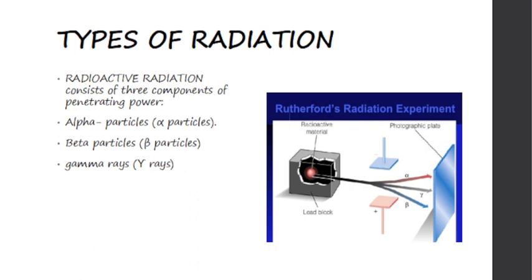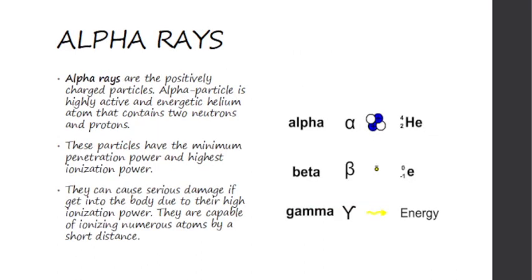So, with this said, the alpha particles are the positively charged particles. Alpha particle is highly active and energetic. It actually has the helium atom structure. That is to say that it contains 2 neutrons and 2 protons. So if I am to represent an alpha particle, it would have the atomic mass of 4 and atomic number of 2. So always take note of that. This is the symbol, but the atomic mass is 4 and the atomic number is 2.